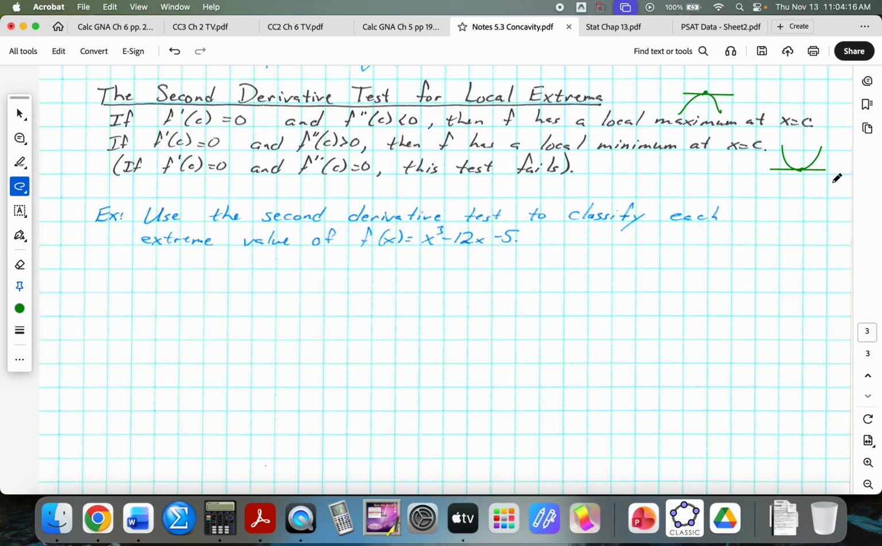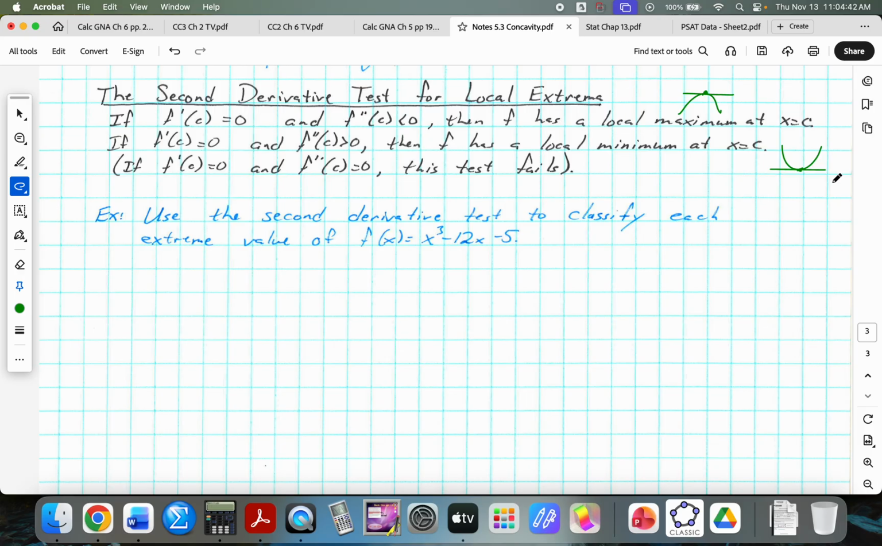The question comes up, well, when do we need to use this? The answer is when it tells you to, which isn't going to happen on the AP exam. They're not going to say, use the second derivative test, I don't think. There's always a possibility they could do that.